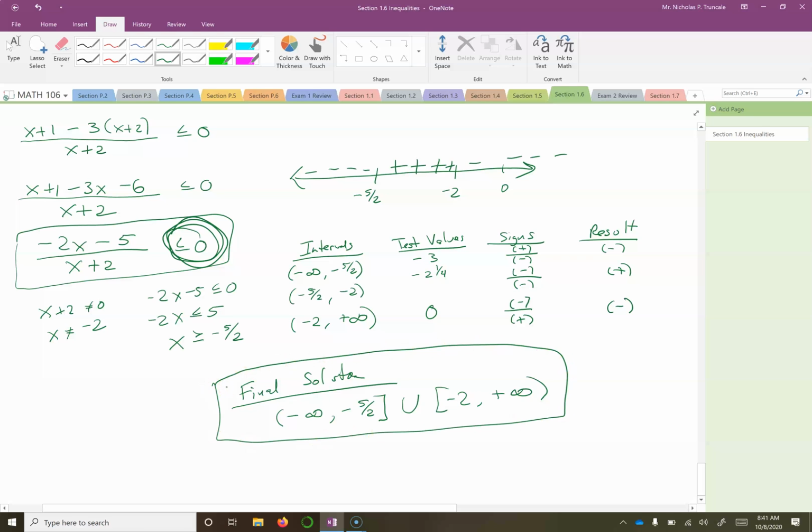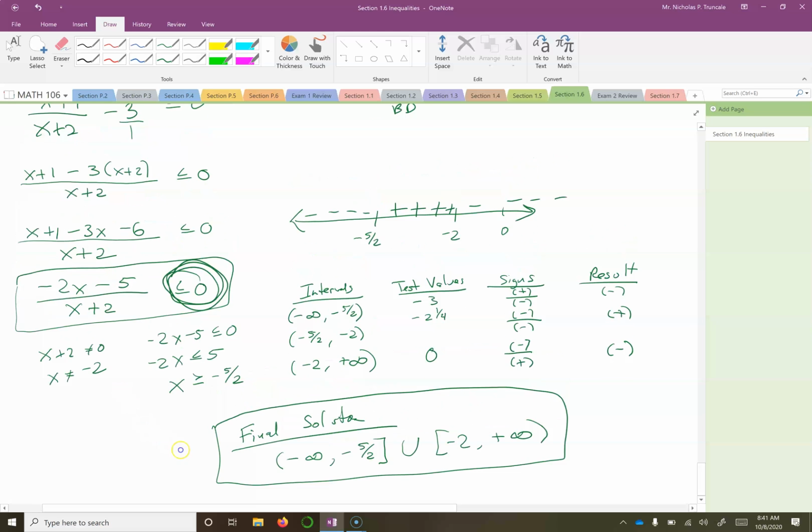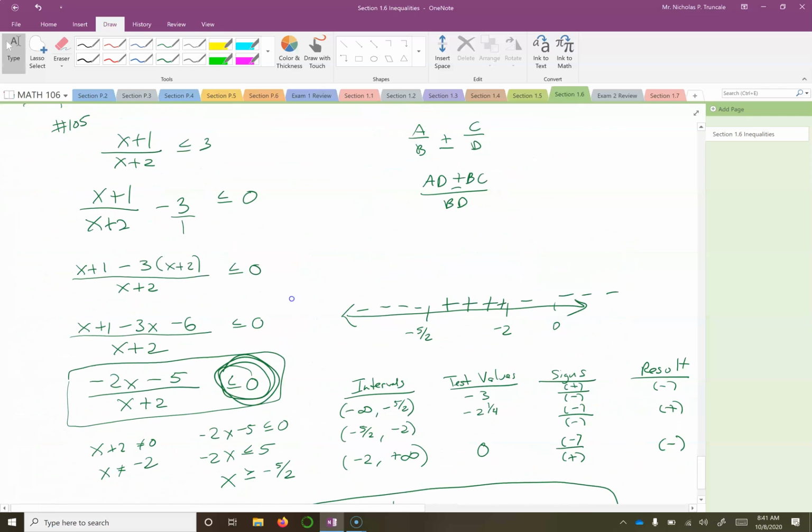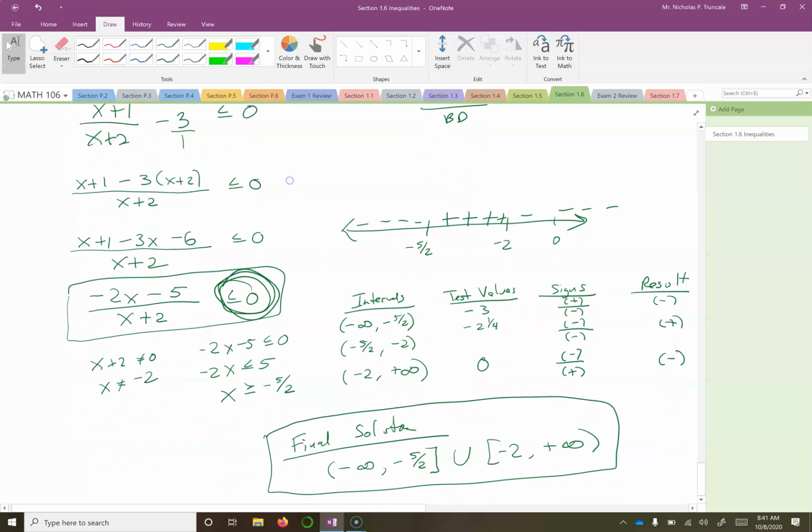Now I understand that these problems take a little bit more time than, let's just say, solving a linear equation. So I took that into account on the exam if you were to have to do this, because there's a lot of steps. First thing you've got to do is put the rational expression in the form where you have a 0 on one side. Then you have to combine two fractions. Then figure out the numbers that need to go on your number line. Figure out your test intervals. Figure out your test values. Then your signs. Then your results.